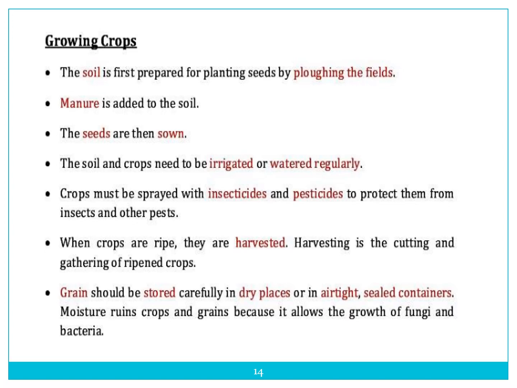Sixth, when crops are ripe, they are harvested. Harvesting is the cutting and gathering of ripened crops. Last but the most important point is grains should be stored carefully in dry places or in airtight sealed containers. Why are grains stored in airtight sealed containers? Because moisture ruins crops and grains, because it allows the growth of fungi and bacteria.